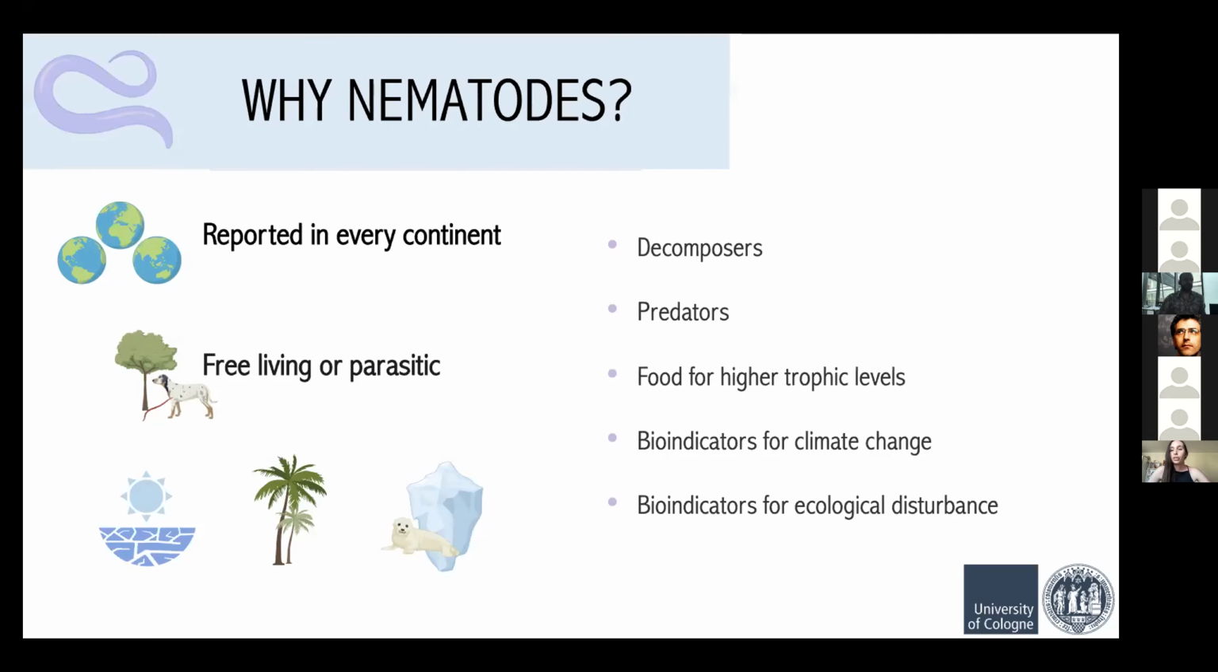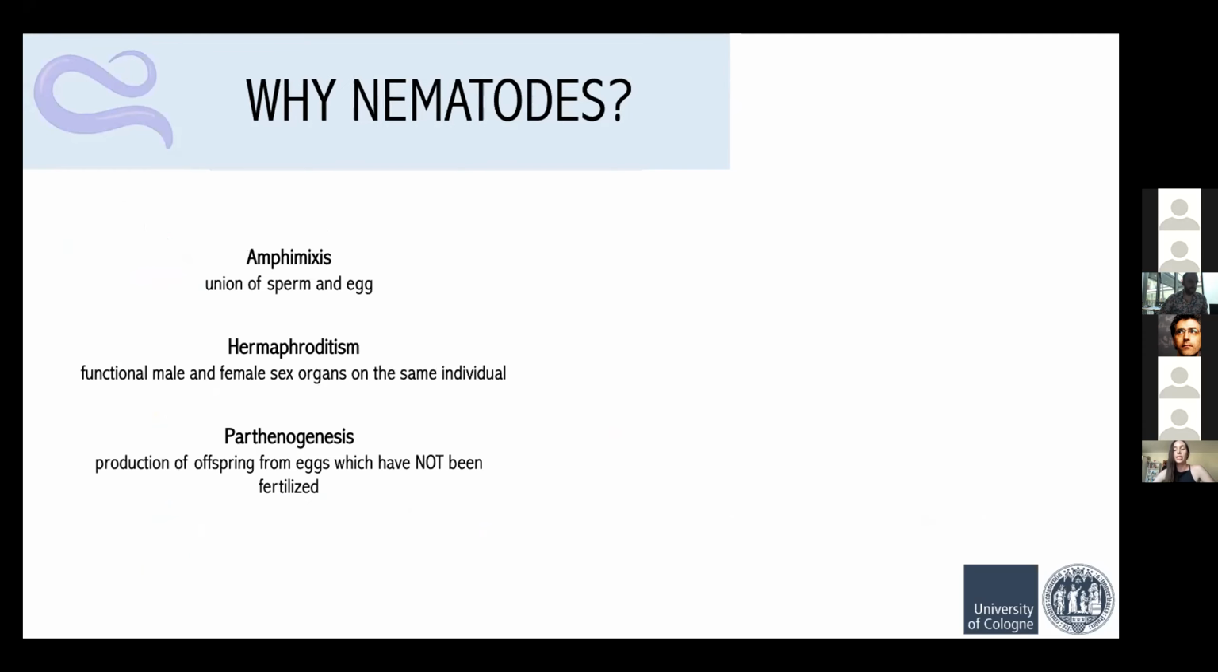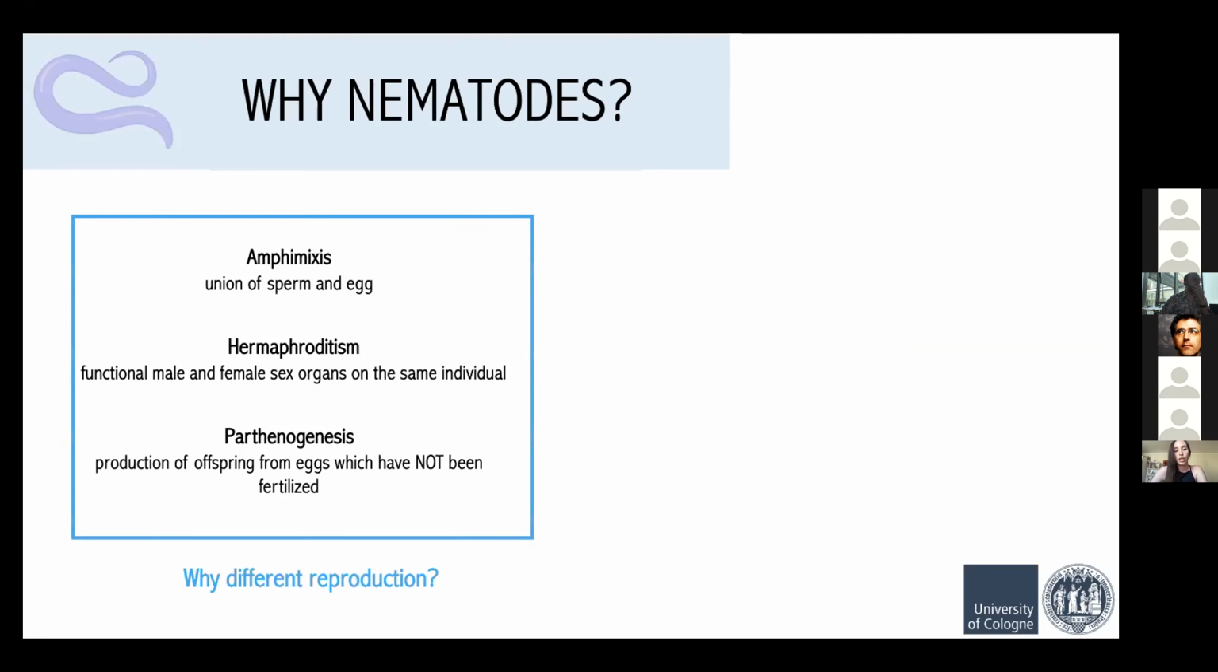They play really important roles in ecosystems as they are decomposers, predators, they are food for higher trophic levels, and they also act as bioindicators for climate change and ecological disturbance. They are really interesting as well because they can reproduce in different ways. So they can either reproduce sexually or asexually. This means they can reproduce through amphimixis, hermaphroditism, or parthenogenesis. Which raises the question, why are there so many different types of reproduction, and is there not just one that is optimized for all organisms?